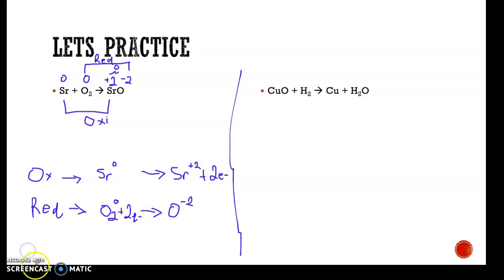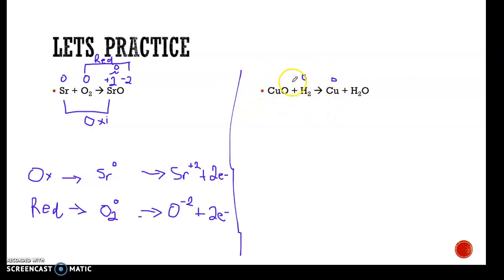So yeah, that was a little typo. Let me fix that right now. So, like I was saying, this Sr had to go ahead and lose 2 electrons. This O had to gain 2 electrons. So right on this side, and there we go. And that shows that on both sides they are equivalent. So let's go ahead and do this over here. Once again, if the element is by itself, it's a 0. And then I'm going to go ahead and write the oxidation states for this.